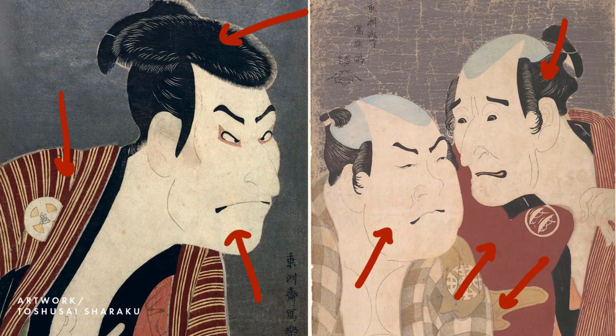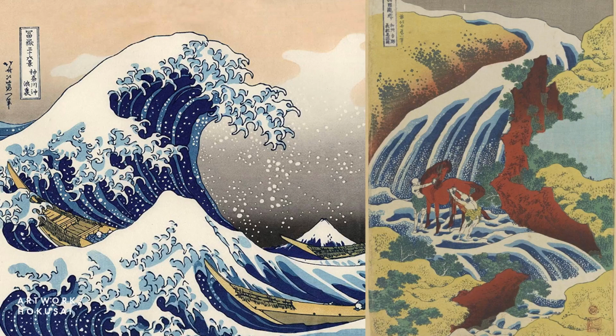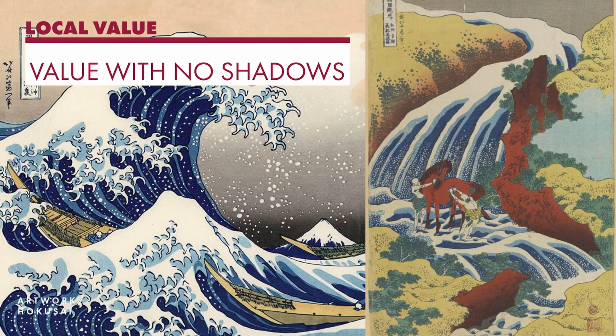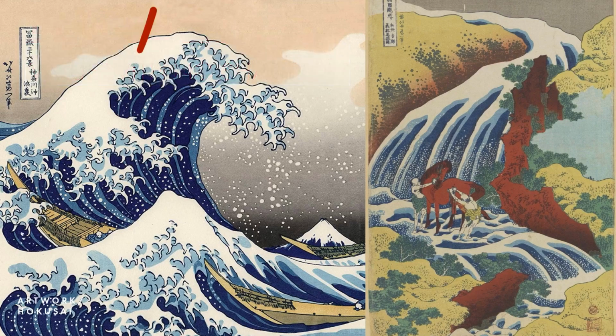Let's take a look at Hokusai, one of the most famous ukiyo-e painters. You'll see that he's essentially painting only with local value. Local value means, what is this item with no shadows? So in this piece by Hokusai, you can see that in the wave, all the foam is one color, which is white, whereas the water is completely blue. And then the boat is another single solid color.